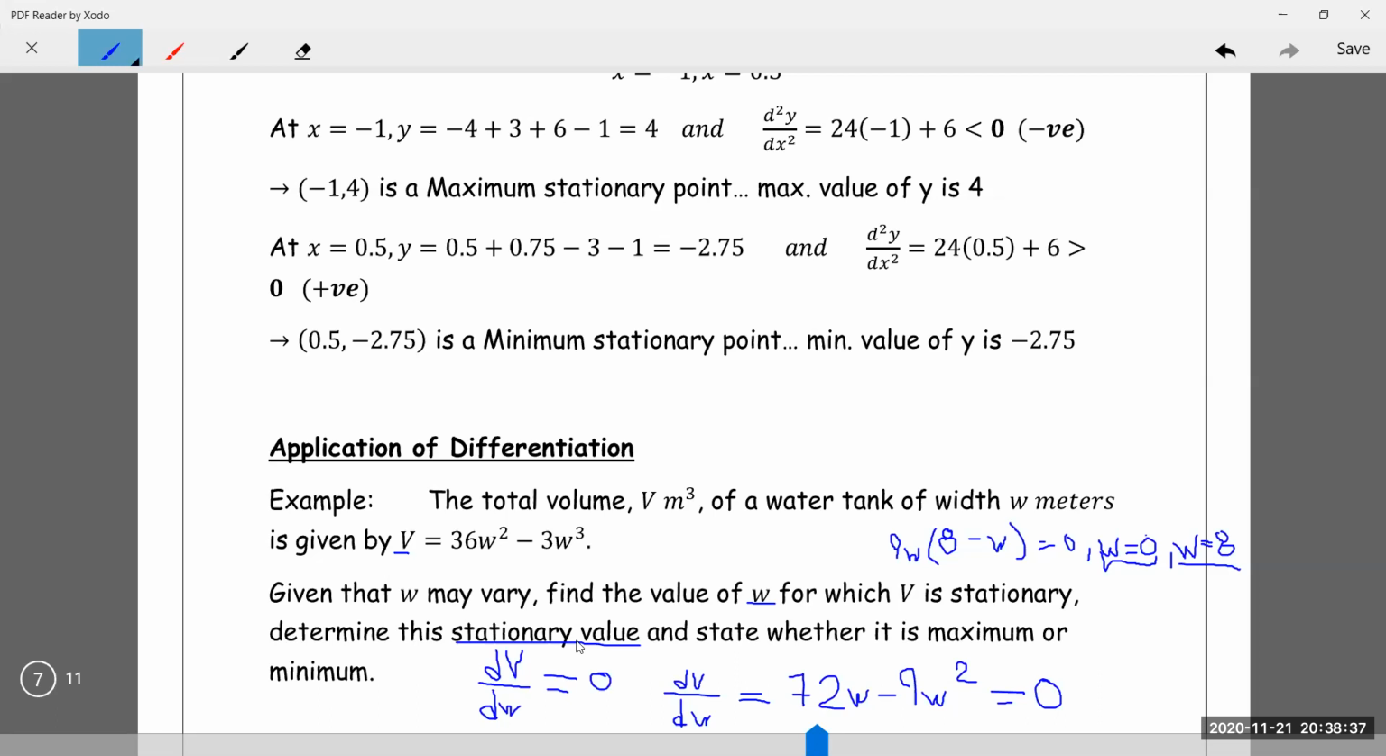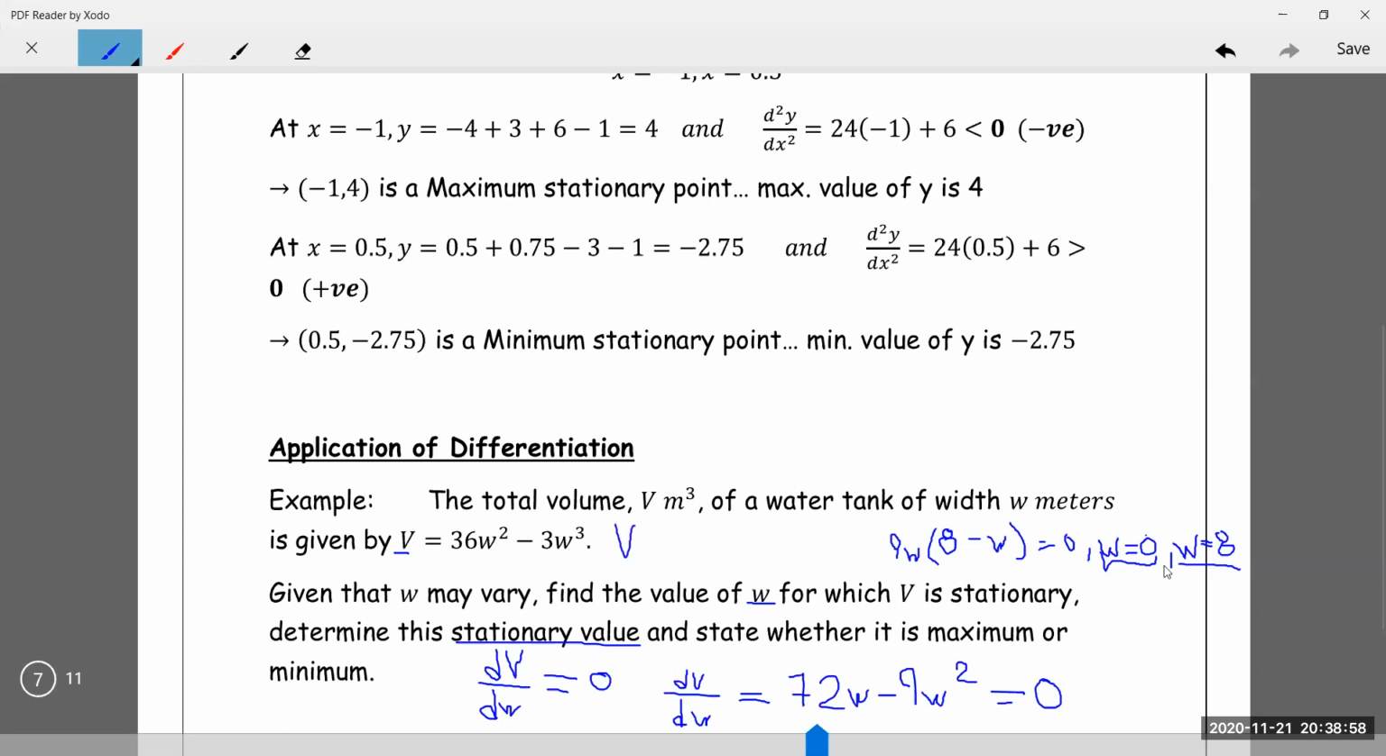Minimum. We don't know if it's minimum yet. But before we even look at whether it's minimum or maximum, how are we going to find the stationary value? We'll plug back 8 into the V equation. Very good. Plug back 8 into the formula to get the stationary volume.